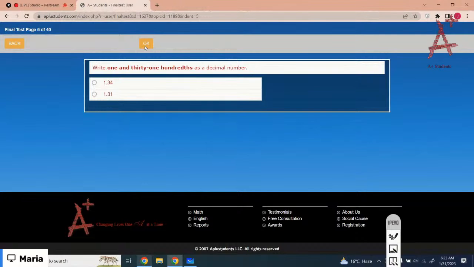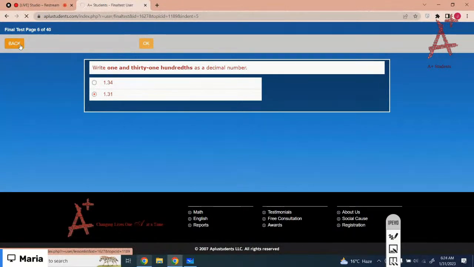Okay, the next one is write 1 and 31 hundredths as a decimal number. So which option is the correct one? Option 1 or option 2? Yes, very good. It is 1.31. Got it? Okay, you can complete the test by yourself later today. Let me just move on to the next chapter.